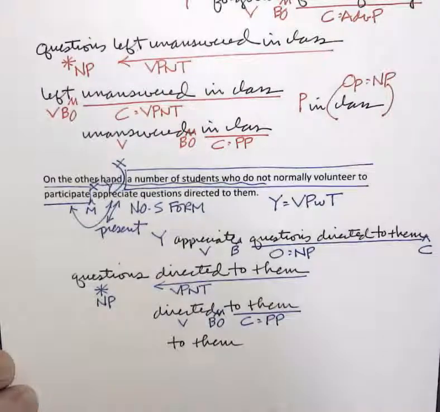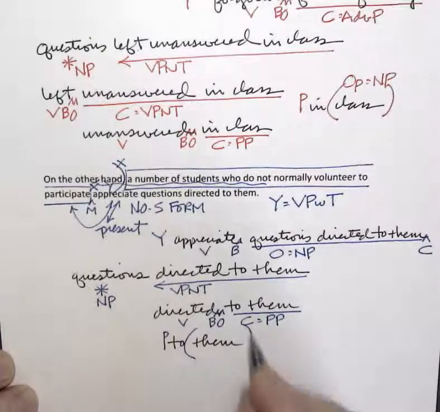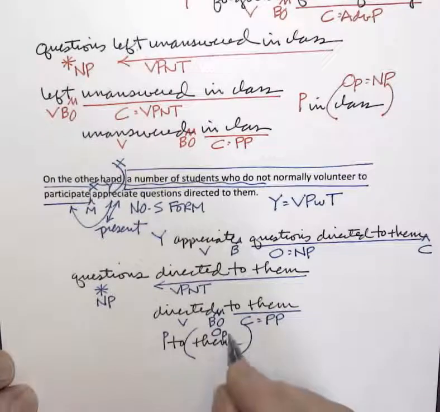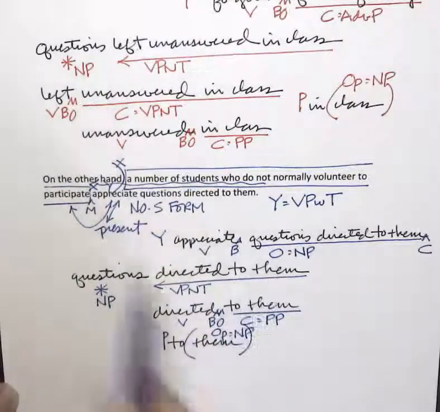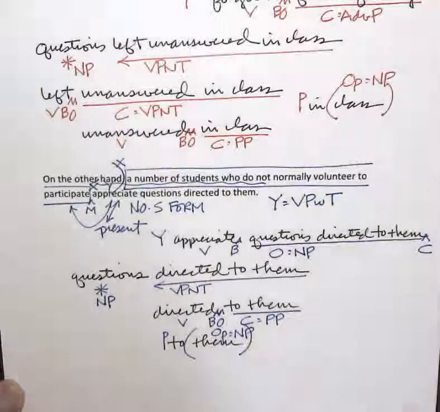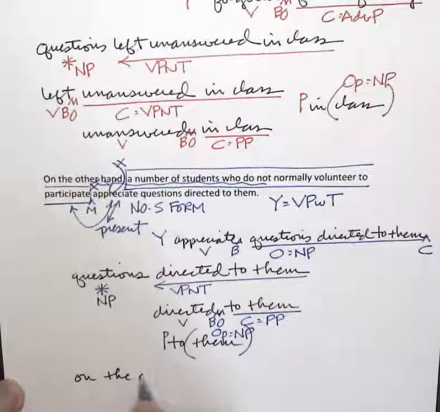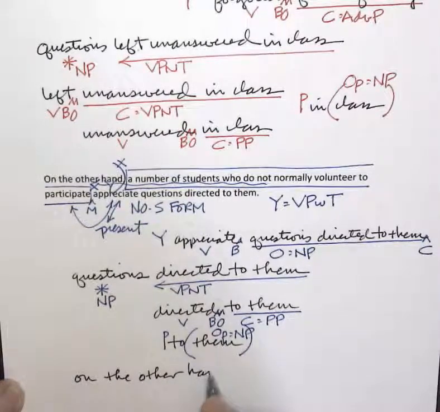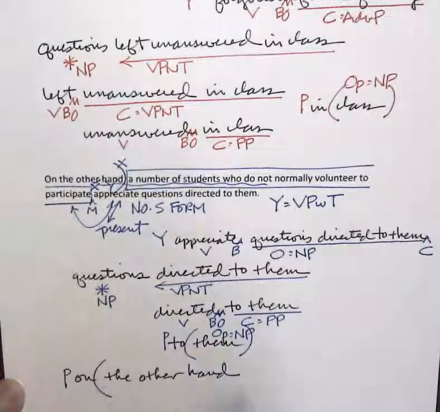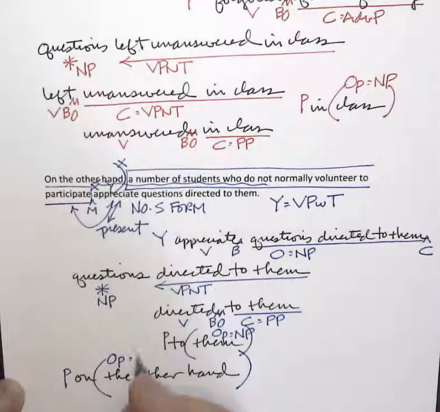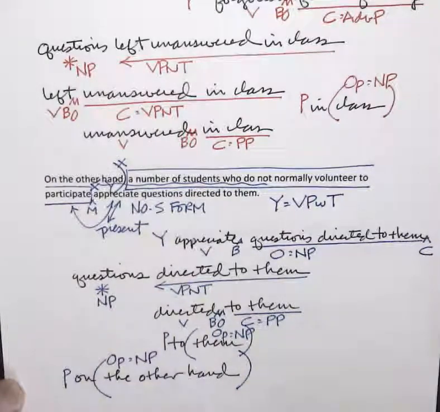To them. To is the preposition. Them is the object of the preposition. It's a noun phrase. Okay. We've done this whole piece. This is the predicate. Why don't we take a look at, on the other hand, the shifter. On the other hand, on is the preposition. The other hand is the object of the preposition. It's a noun phrase. And let's rewrite the noun phrase.